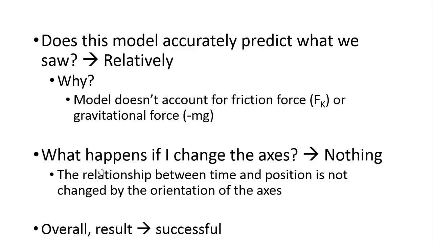So, does this model accurately predict what we saw? The answer to that question is relatively. Why, you might ask? Because the model doesn't account for the friction force, which is a kinetic friction, or the gravitational force, both of which can act to change delta v to be non-zero and give a slight negative acceleration. So what happens if I change the axes of these graphs? Well, quite frankly, nothing. The relationship between time and position is not changed by the orientation of the axes.